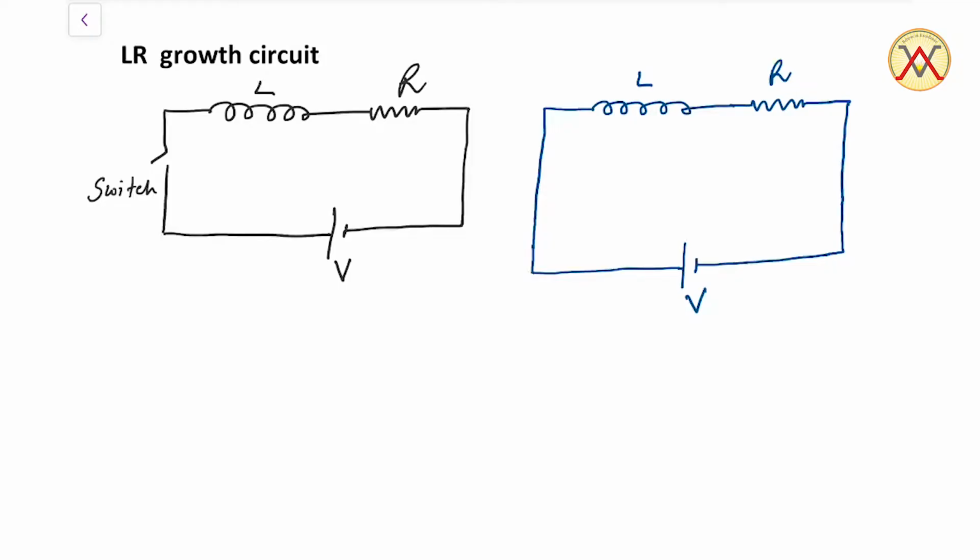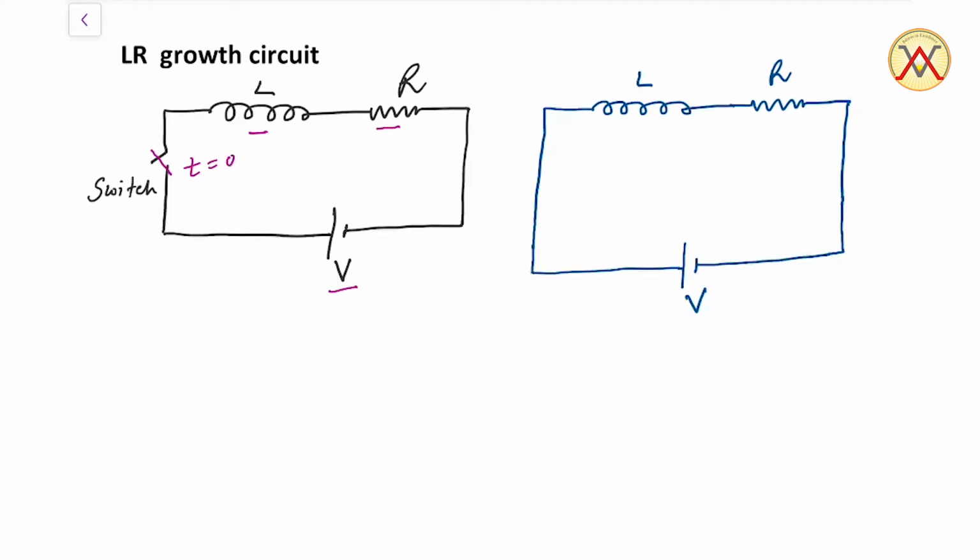Now we will discuss the LR growth circuit. In this circuit, there is an inductor and a resistor connected in series along with an EMF source of EMF V. Initially the current is 0 and the switch is open. At t equals 0, we close the switch, and we will discuss the condition at any time t.